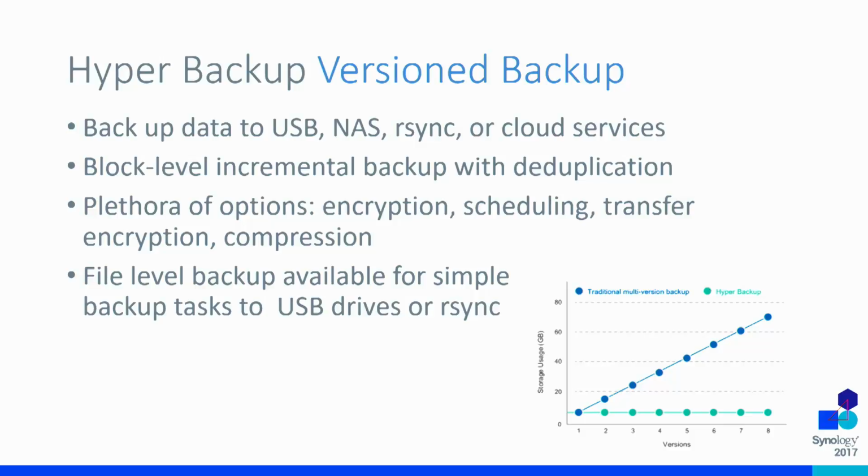You could do transfer encryption to make sure that when you're sending this data over the network, nobody is able to intercept the data. You could encrypt it at the destination, even if it's not encrypted at the source. And we also support compression for this. If you don't need all those fancy features, we actually do offer just a simple file-level backup where it just does a one-to-one copy of the files. And you can do that to USB drives or through rsync.